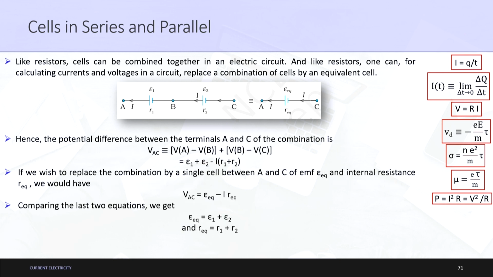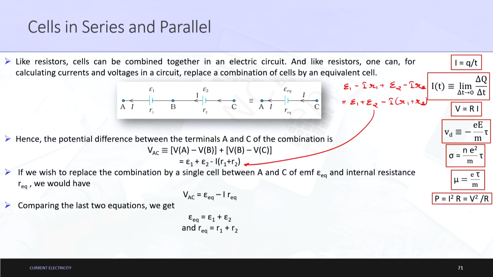Now, hence the potential difference between terminals A and C of the combination is VAC, which is nothing but the potential addition of this and this portion here. So, it will be VA minus VB plus VB minus VC. Hence, you can find the value by simple addition, that is equal to epsilon 1 minus IR1 plus epsilon 2 minus IR2, which is equal to epsilon 1 plus epsilon 2 minus I into (R1 plus R2). So, this is the same thing which we got here, just simple mathematical addition.